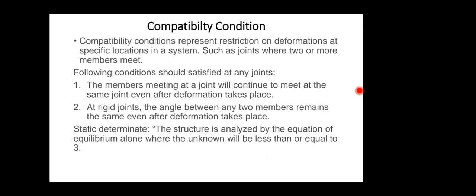Then we have static determinacy. One should know what static determinacy is. A statically determinate structure is one analyzed by the equations of equilibrium alone, where the unknowns will be less than or equal to 15 numbers. Determinate and static determinate are another thing.